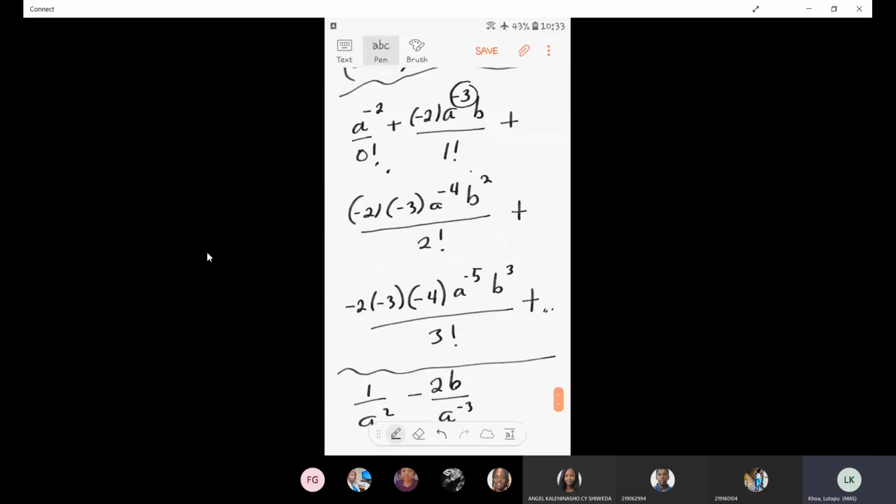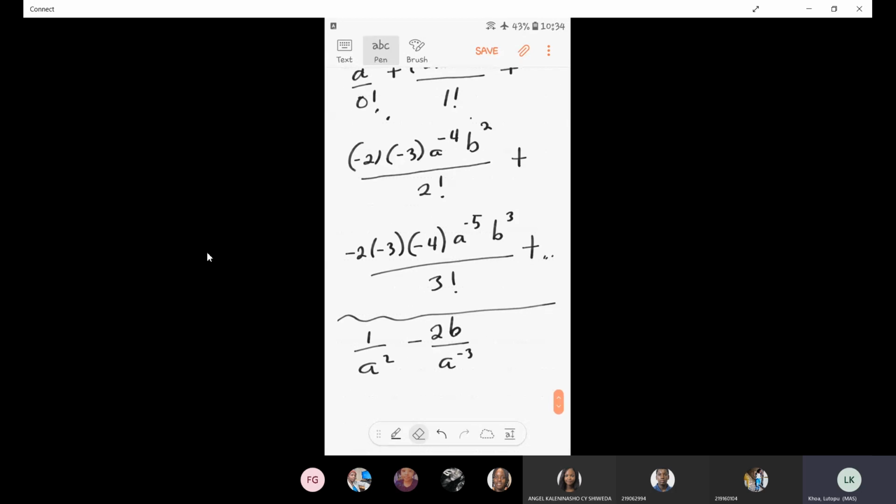For the next one, it's this one over here. So I say minus 2 times minus 3, that is 6, and then I will divide that by 2 factorial. 2 factorial is just 2, so I will have 3. So this is positive. So I have plus 3, and then b squared is in the numerator, and then in the denominator I have a to the power of 4, like that.